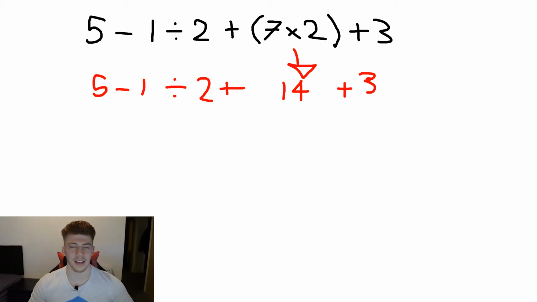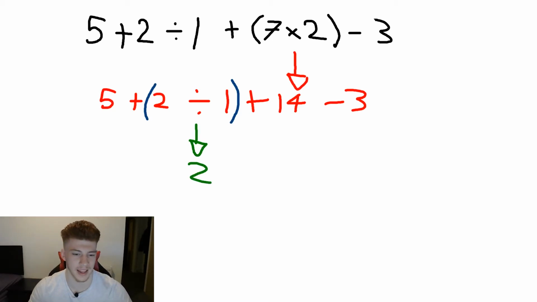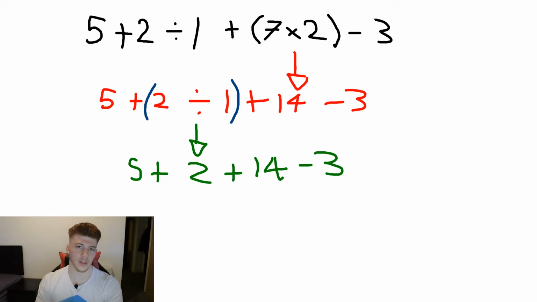Right, next on the list would be indices, but there are no indices in this example, so we're going to move on to division. So I'm going to make this a little bit easier by putting some invisible brackets around the division, which is going to be 2 divided by 1. So we're going to bring that down, and that's going to give us 2. And I'm just going to fill out the rest of the equation again to make it easier. So that leaves us with just simple addition and subtraction. And so we're going to do 5 plus 2 is 7, plus 14 is 21, minus 3 is 18, which is going to give us our final answer.